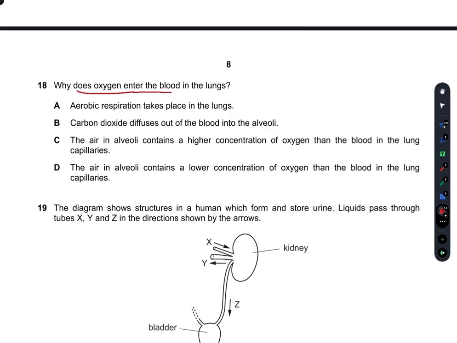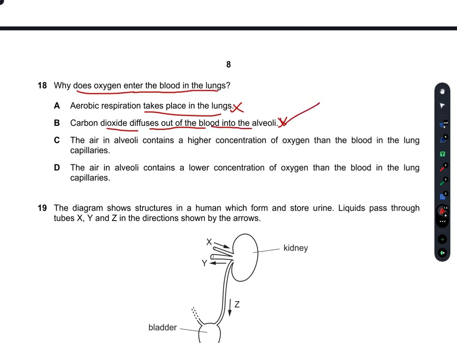Why does oxygen enter the blood in the lungs? Aerobic respiration takes place in the lungs. No. CO2 diffuses out of the blood into the alveoli. No. This CO2 diffuses out of the blood into the alveoli.